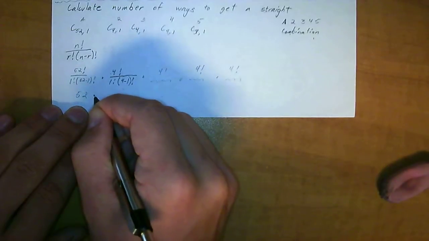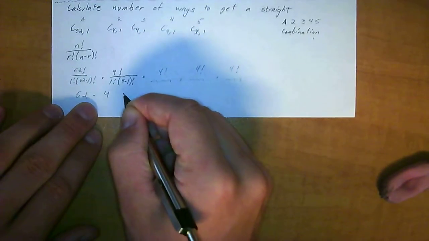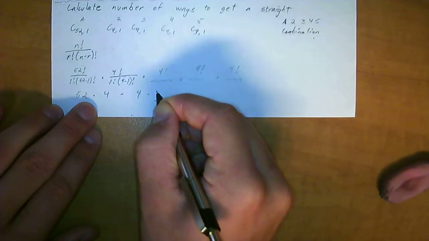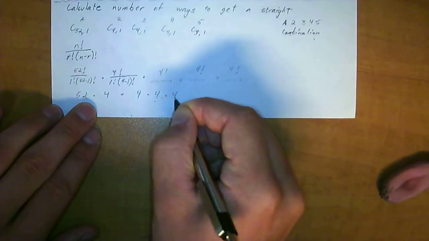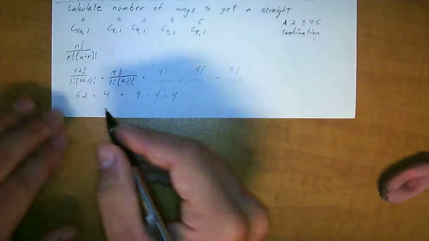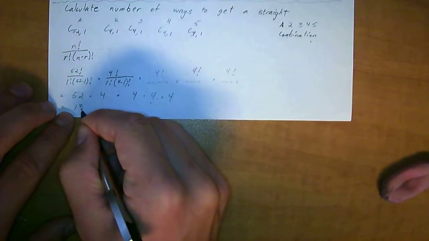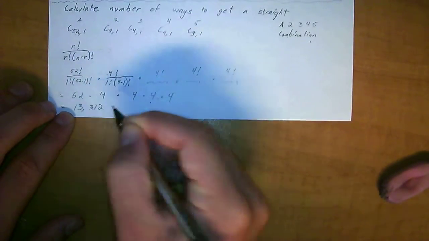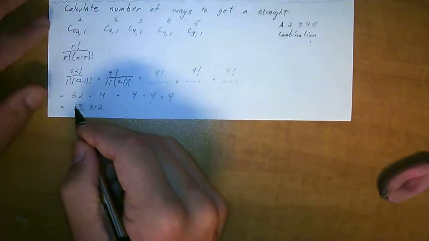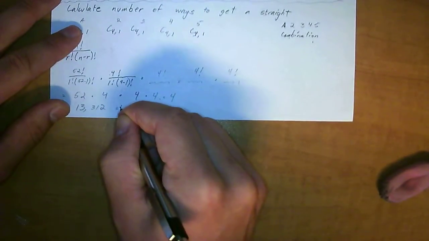Okay, so moving on with that, we have 52 times 4 times 4 times 4 times 4. And if you calculate that out, that will actually equal 13,312 different ways that you can get a straight.